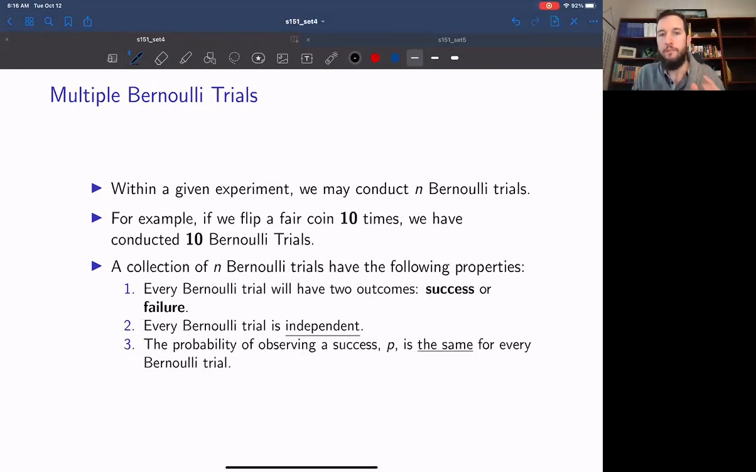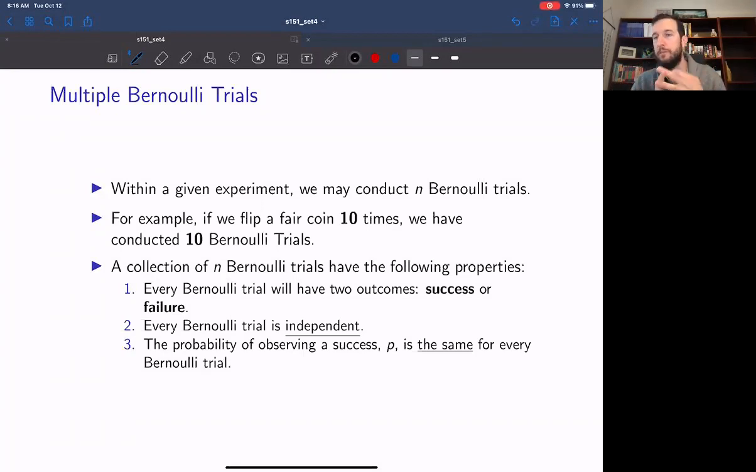Now, there's a few things that have to hold true in order for us to use the binomial distribution. One, every single trial has to be exactly the same. So you can't mix different types of Bernoulli trials together within the experiment. If you're interested in coin flipping, you have to repeat the coin flip with the same coin as many times as the experiment requires.